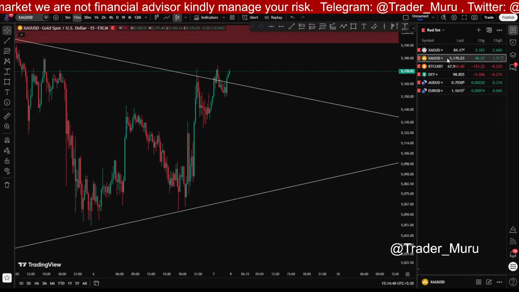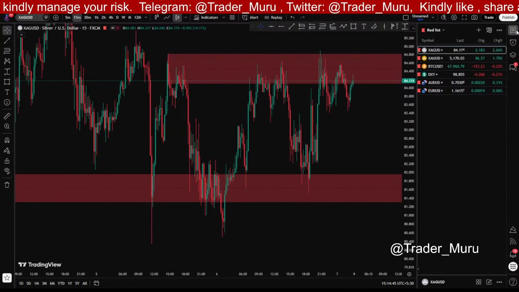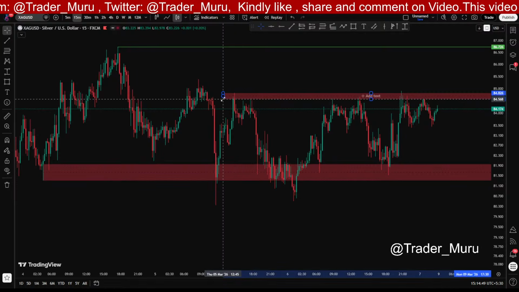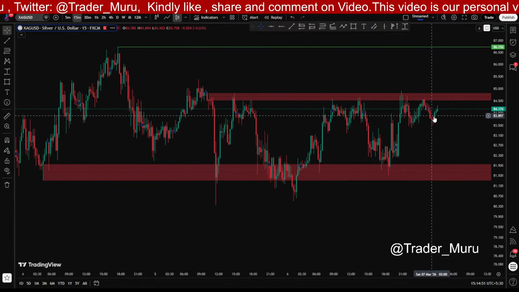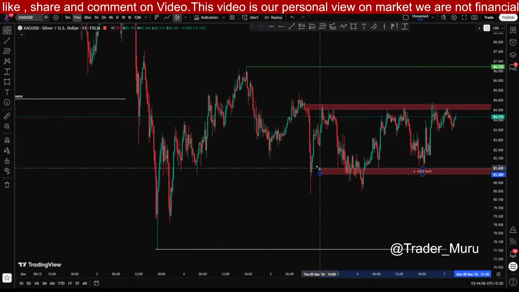Now let's see silver. Silver is also at resistance and ranging here. This is the current range high and this is our range low.